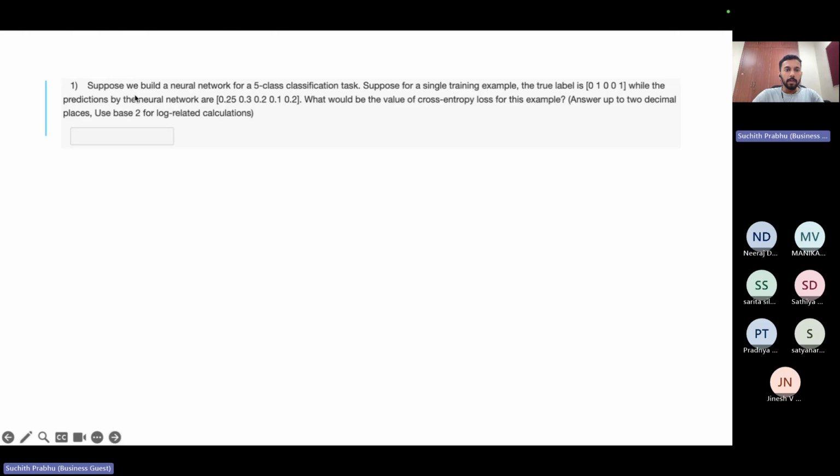Suppose we build a neural network for a 5-class classification task. Suppose for a single training example, the true label is 01001, while the predictions by the neural network are 0.25, 0.3, 0.2, 0.1, and 0.2. What would be the value of the cross entropy loss for this example? Answer up to 2 decimal places and use base 2 for the log calculation.